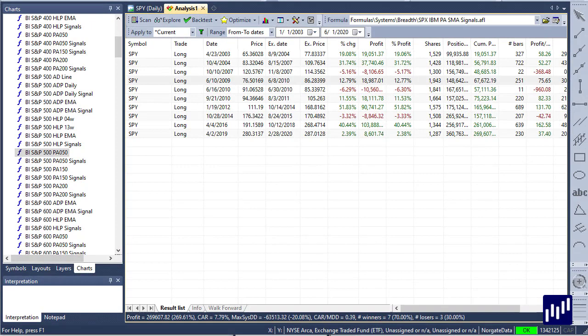So now let's look at the signals from the percentage above the 200-day moving average. And you can see in this instance, we have 3 losing trades. So it didn't have as good of a winning percentage. We had a compound annual return of 7.8%, maximum drawdown of 20%. There were 7 winners and 3 losers. Overall, not bad at all.